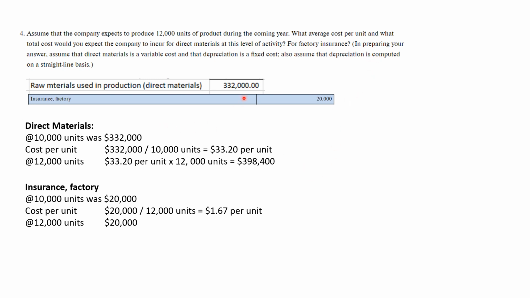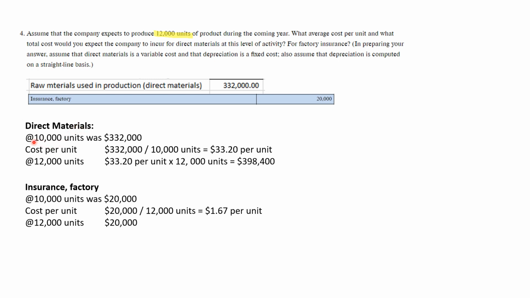So let's take a stab at the first one. So what is the average cost per unit and total cost for direct materials at 12,000 units? Remember in the previous example, we had 10,000 units, and now I want to highlight that. So now we're looking for 12,000. We started at 10,000 for this year, so 12,000 for next year. So because our direct materials here is a variable cost, we know that the cost per unit is going to stay the same no matter how many items were sold. That variable cost, the activity does not change the cost per unit.